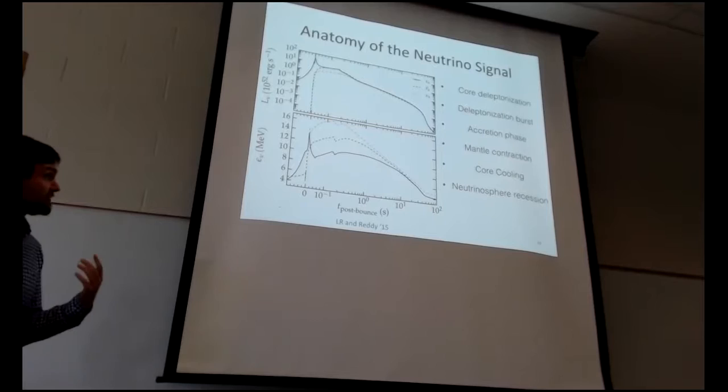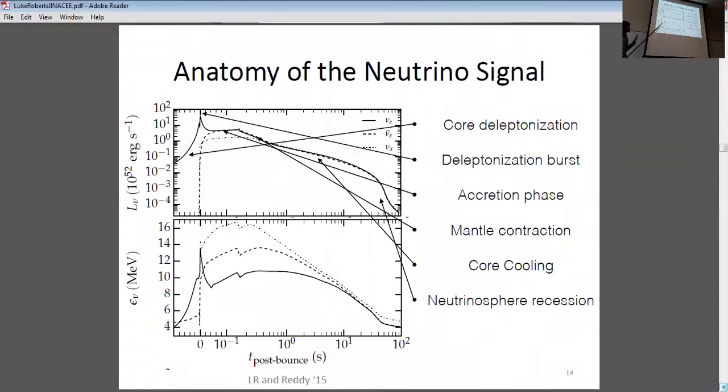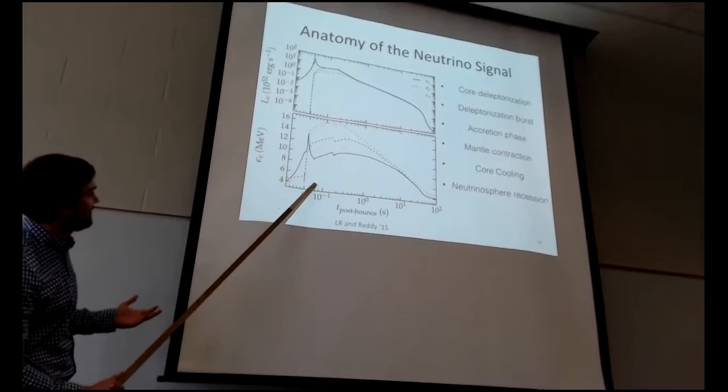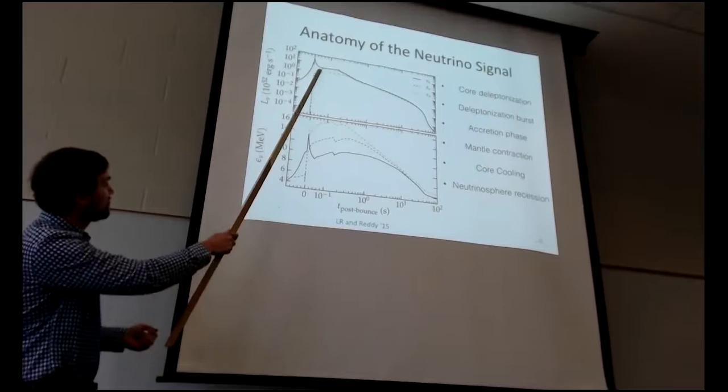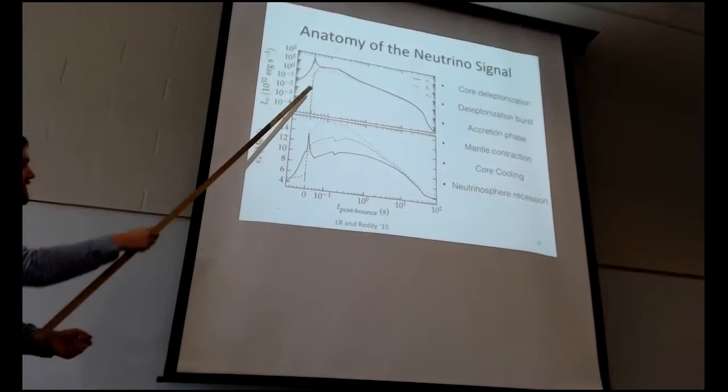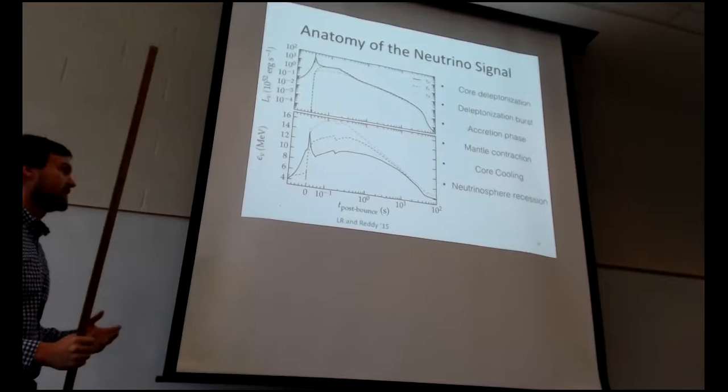Here I'm just going to walk you through the anatomy of this core collapse supernova neutrino signal. I'm showing you neutrino luminosity as a function of time. At early times it's a linear scale right here, but then it transitions to being a logarithmic scale on the x-axis. That just allows you to see this shock breakout here. I'm showing you the three flavors of neutrinos that I evolved: electron neutrinos, electron anti-neutrinos, and heavy flavor neutrinos. We just put all the heavy flavor neutrinos together basically for computational efficiency.